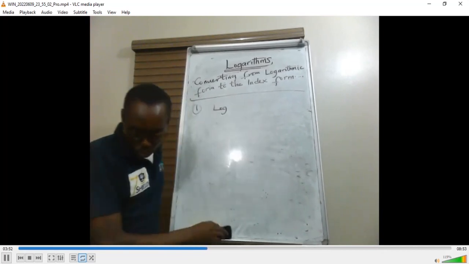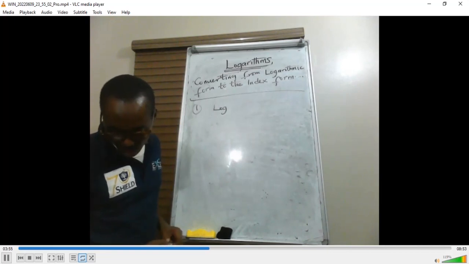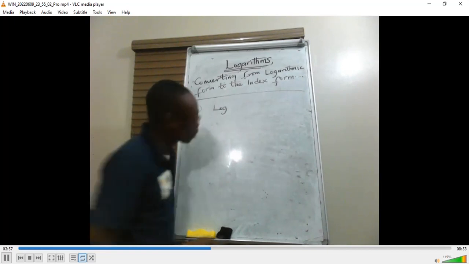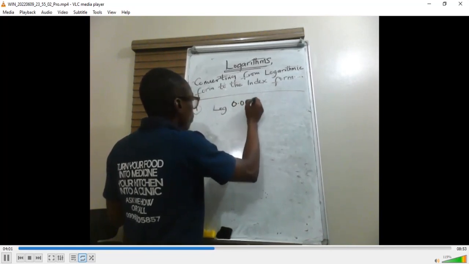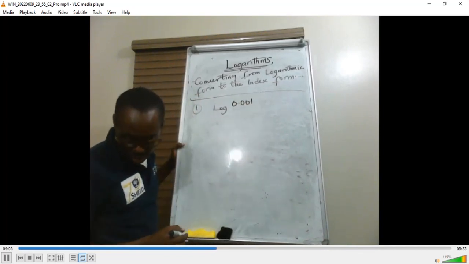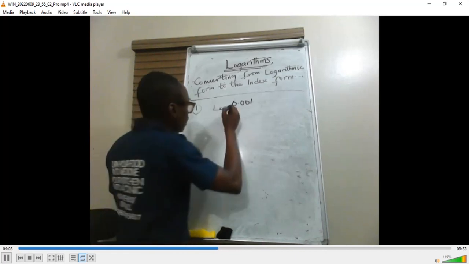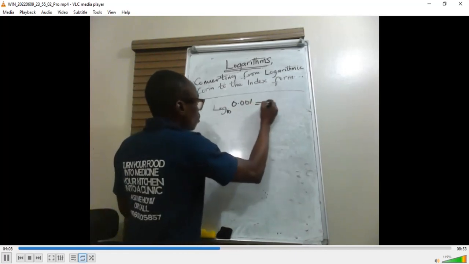For example 2, we have that log 0.001 to base 10 is equal to minus 3.